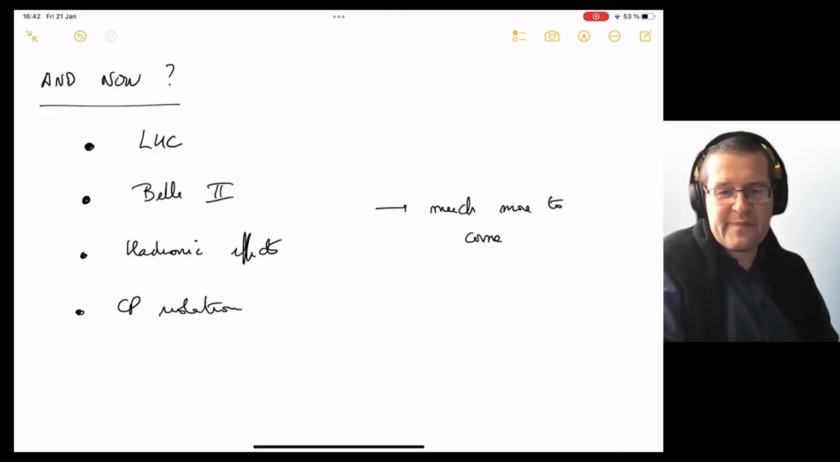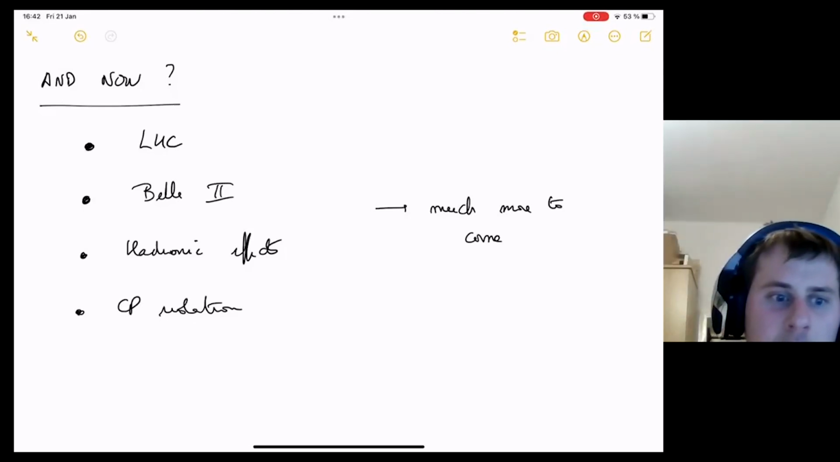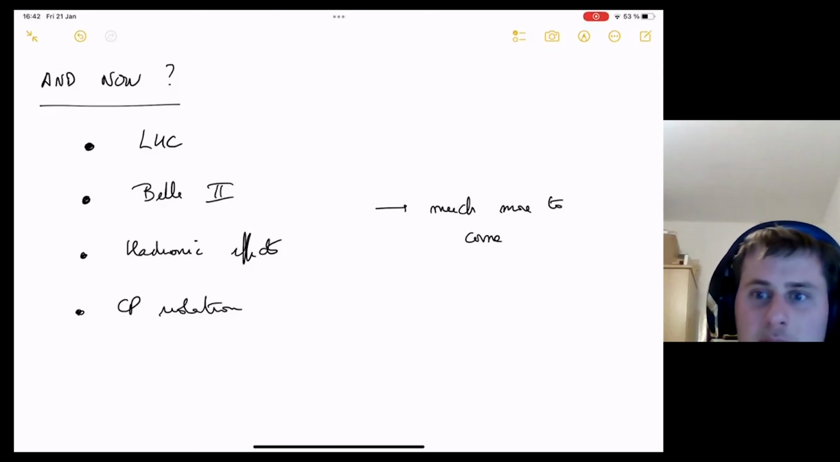Sure. Just a quick question on this vector-like quark. Are there any constraints, because you said you have to embed it in a larger gauge group? How are the prospects there? How is the progress?